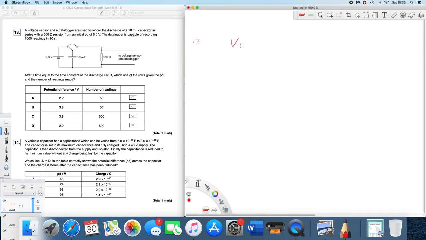So we have V equals V naught e to the minus 1. This time constant, of course, 10 times 10 to the minus 3 times 500, that's 5 seconds. So that's 0.368 times 6, which gives us 2.2. So the answer is D.